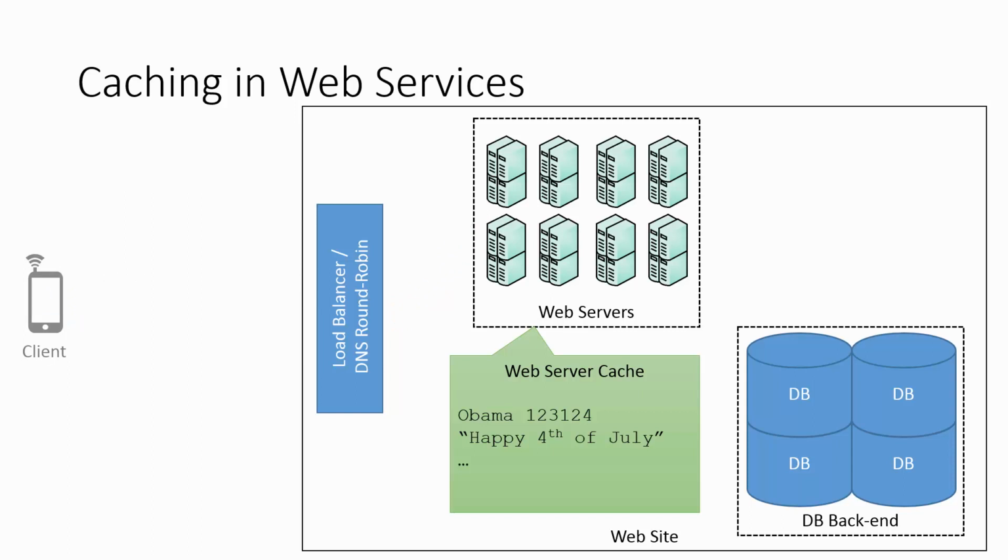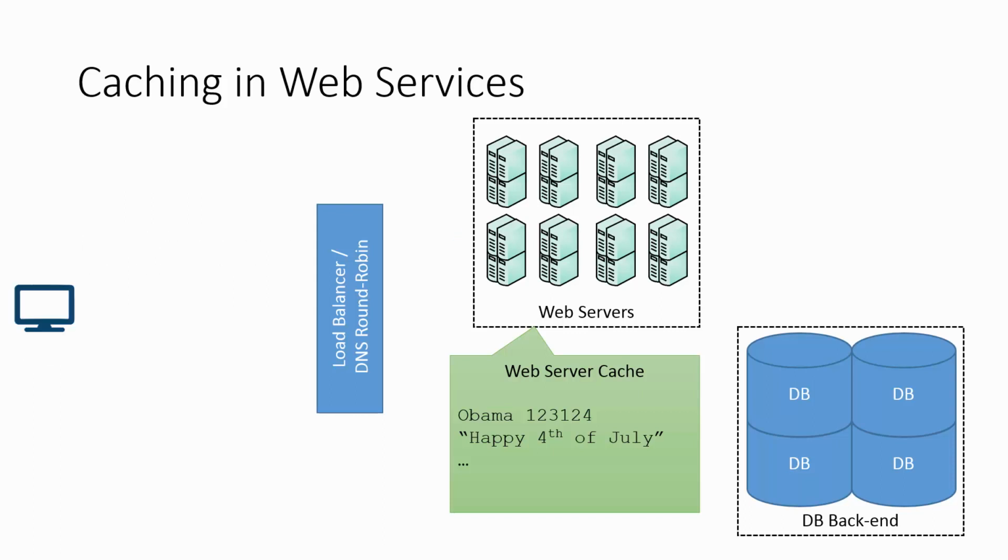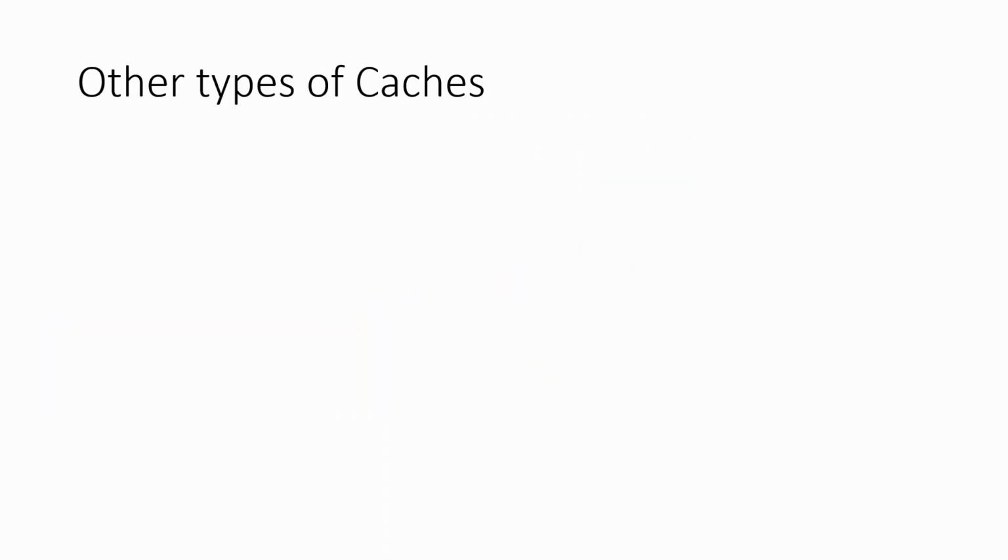The idea is if another client, and in this example, it's not just browsers, but it could also be mobile apps that are making these requests to web servers, another client comes up shortly afterwards and makes the same request. Now the web server can simply reply from the cache and not have to go to the DB backend to retrieve that particular tweet, and it can just simply reply back to the client directly.